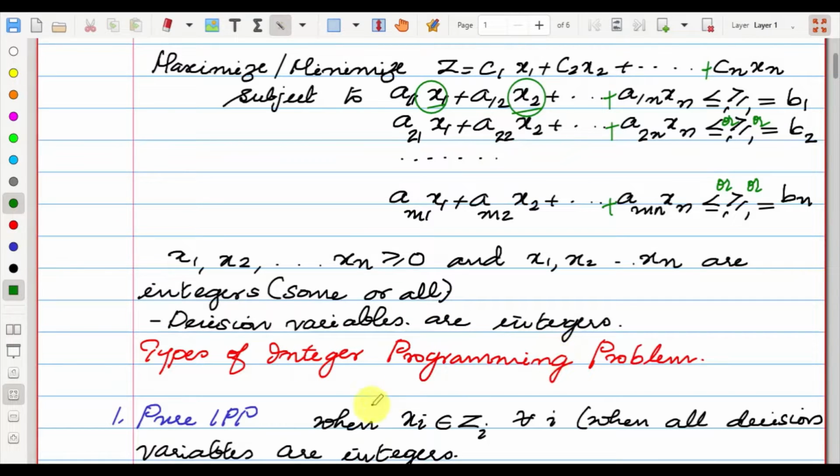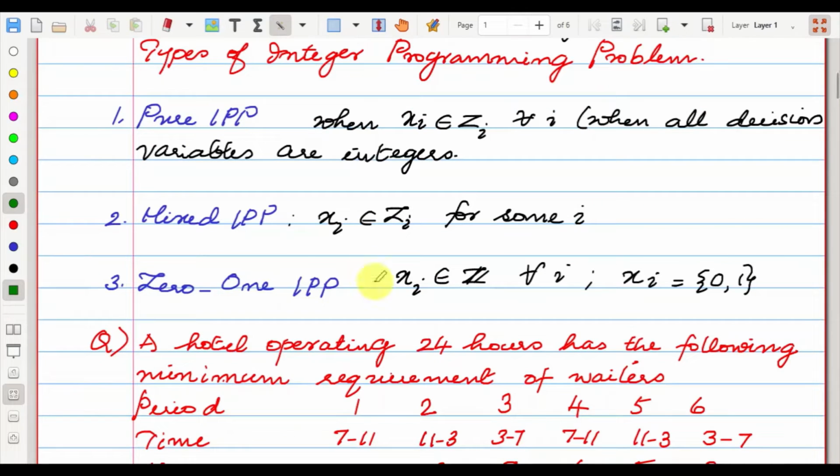There are different types of integer programming problem. First one is pure integer programming problem, that is pure IPP, when xi is an element of Z for all i, where Z means the integer values. So all decision variables are integers. That is pure IP. In some cases, some of the decision variables are integers. This type of integer programming problem is known as mixed IPP.